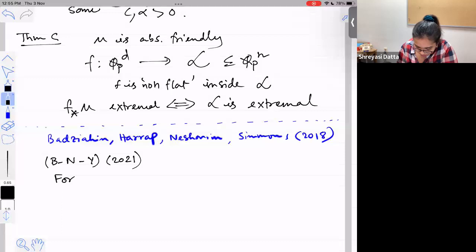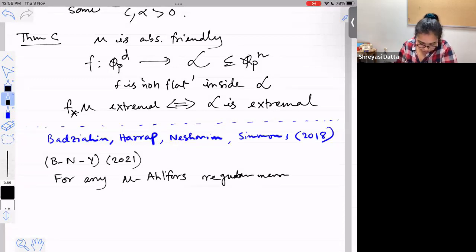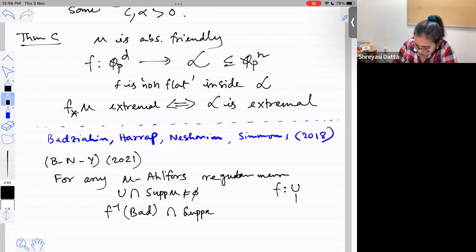They show that for any alpha-regular measure, which is weaker than friendly or absolutely friendly, and if U is an open subset such that U intersection the support of mu is non-empty, then for a map from U to R^n, F inverse of bad intersected with the support is non-empty. Using the previous work, that is the same as showing that it is absolutely winning.